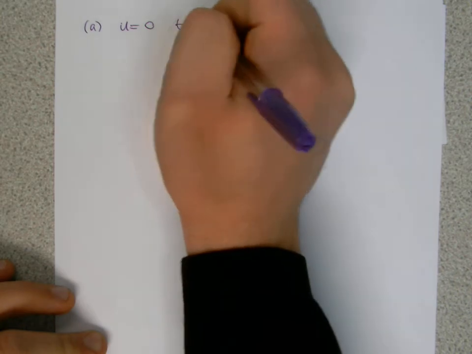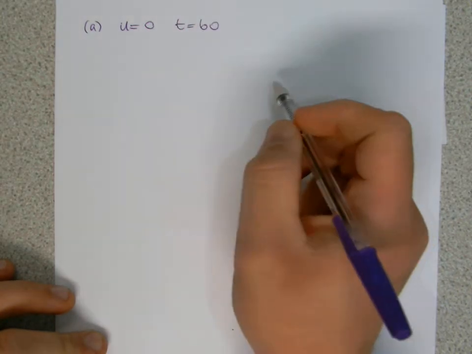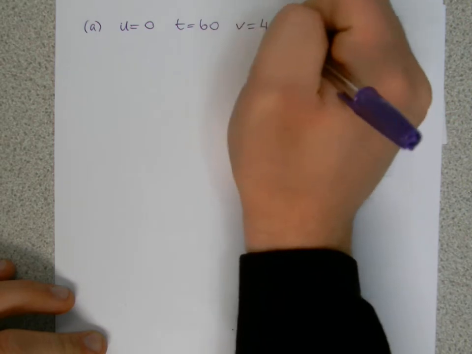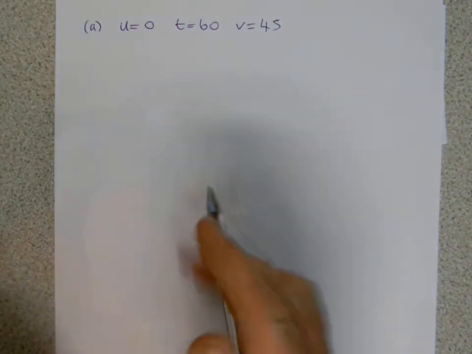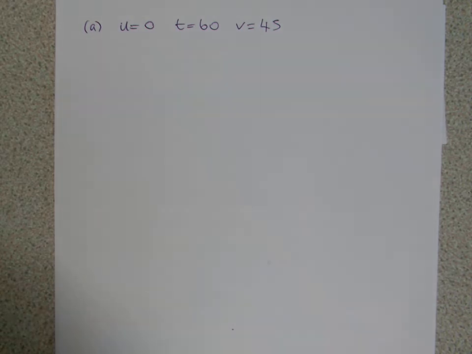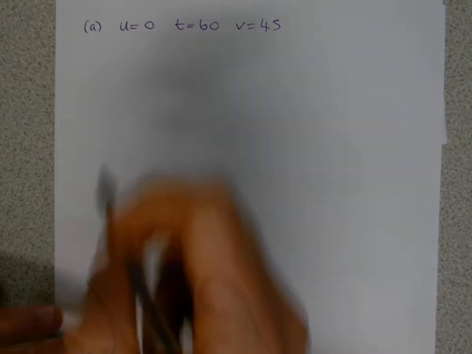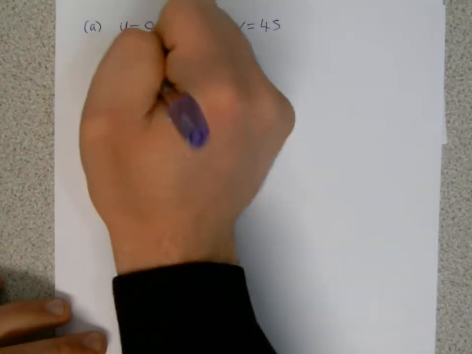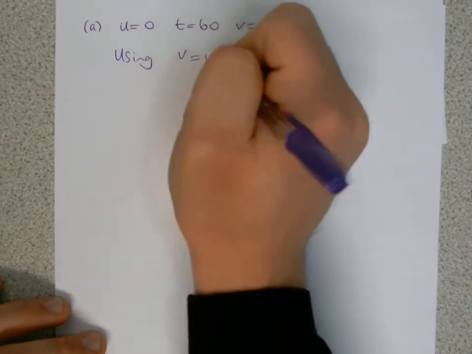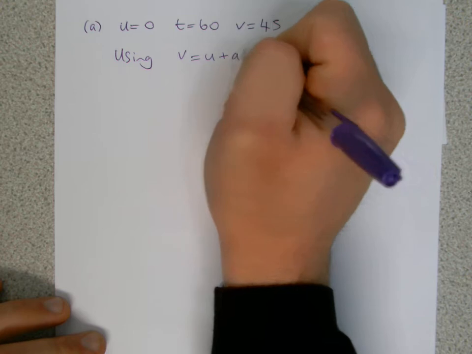So we know the time period then is 60 seconds until it reaches a speed of 45 meters per second. So there we've got a passage of time of 60 seconds where it goes from rest to a velocity of 45 meters per second. And we can use the equations of motion over that time now, and we want to get the acceleration. When you've got u, t and v connected and you want to work out a, we use the simplest one, v equals u plus at.